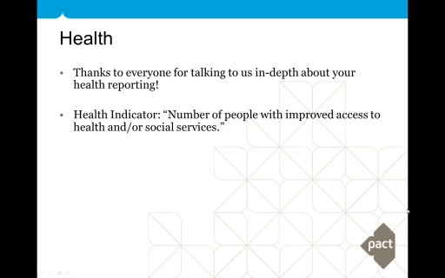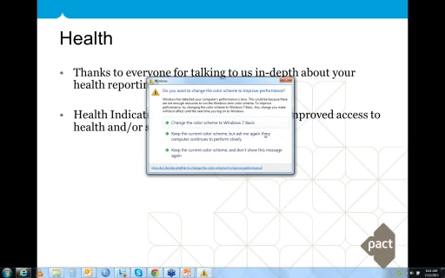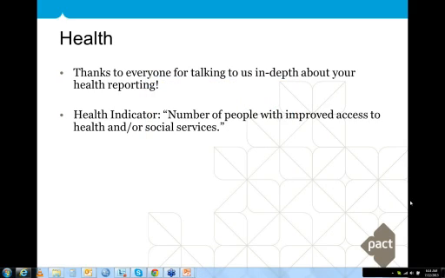The health indicator is being slightly modified in the way that it's phrased this year. It's going to be phrased now, number of people with improved access to health and/or social services. This is not asking for a change in how people are actually reporting, but rather a clarification of the way the indicator is phrased, because we found that last year there was some confusion about whether or not OBC social services should be reported. To clarify, OBC social services should be reported this year, and I know that most of the country offices and projects were already doing so. So this shouldn't be a major change there.